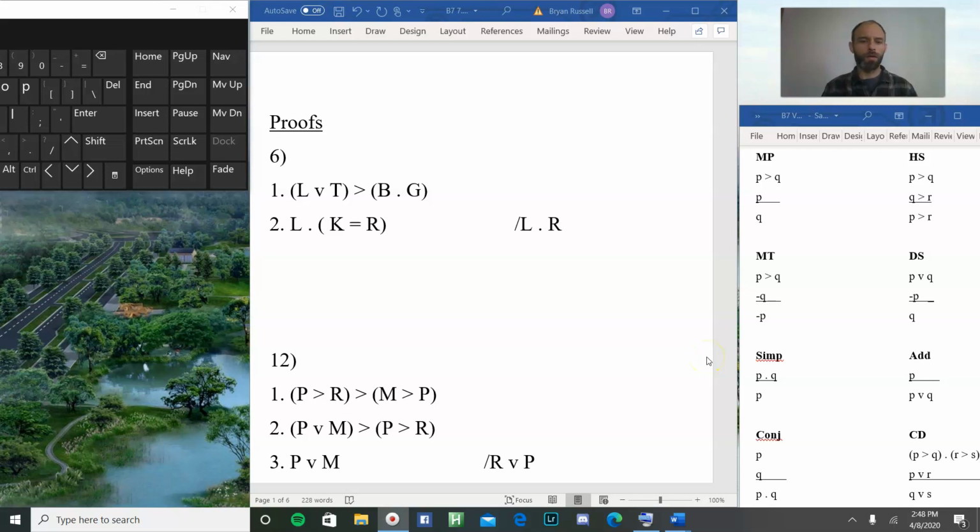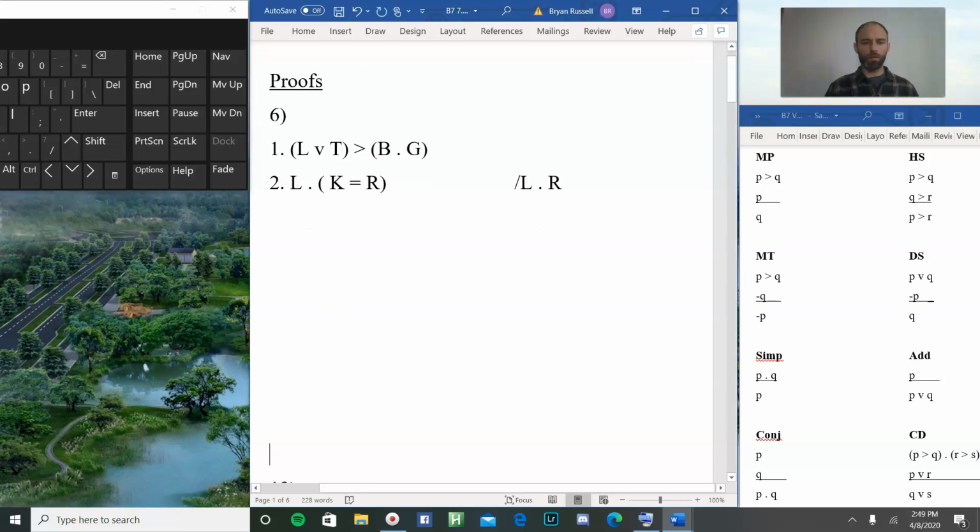Hi all, so this is another homework video, so I'll be going over 4 proofs that we did in 7.2.3, just a random selection here. So the first one we want to do is number 6.